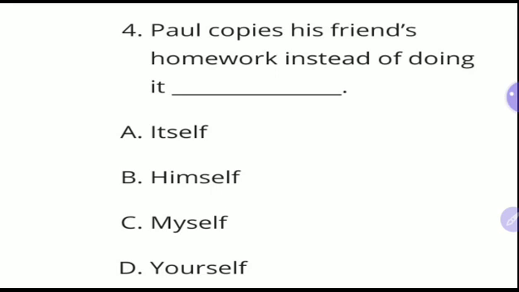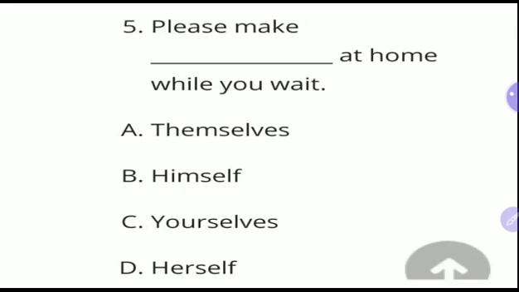Now look at the fourth number. Paul copies his friend's homework instead of doing it. Now Paul is third person singular number. So itself is not possible. Myself not possible because I is not the subject. Yourself not possible because you is not the subject. Then there is only one option suitable here, and that is himself. Paul copies his friend's homework instead of doing it himself. This is how you have to answer this question.